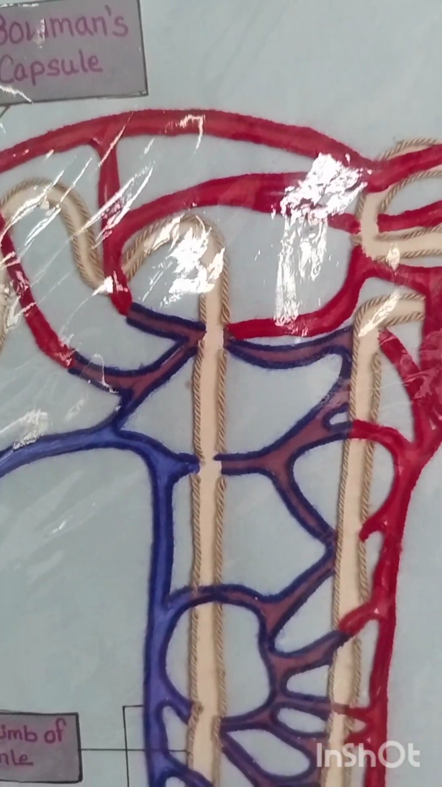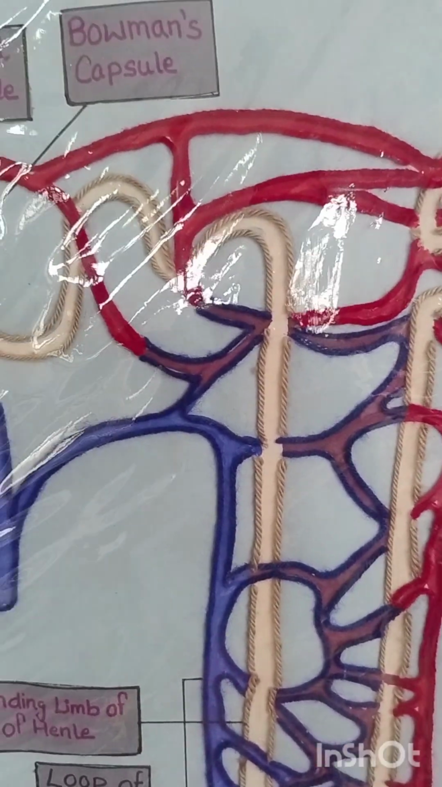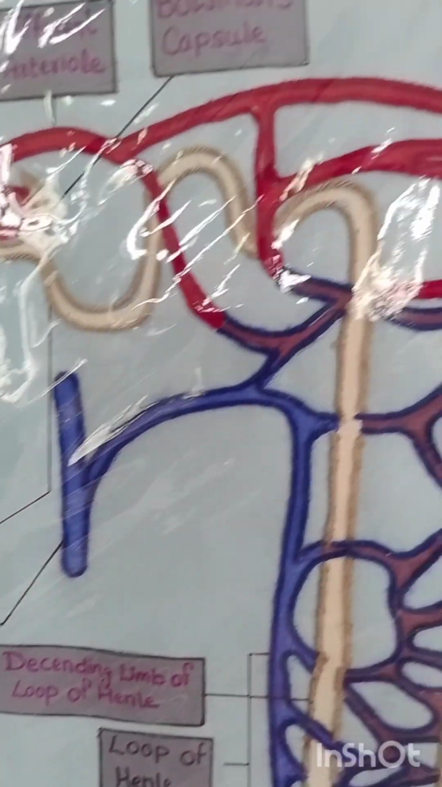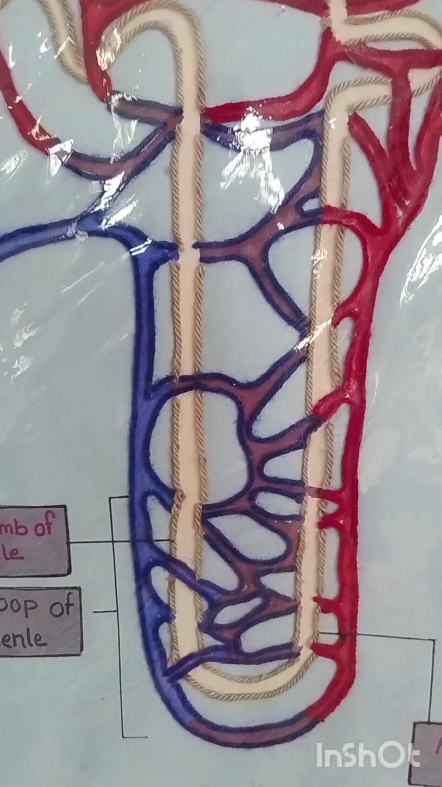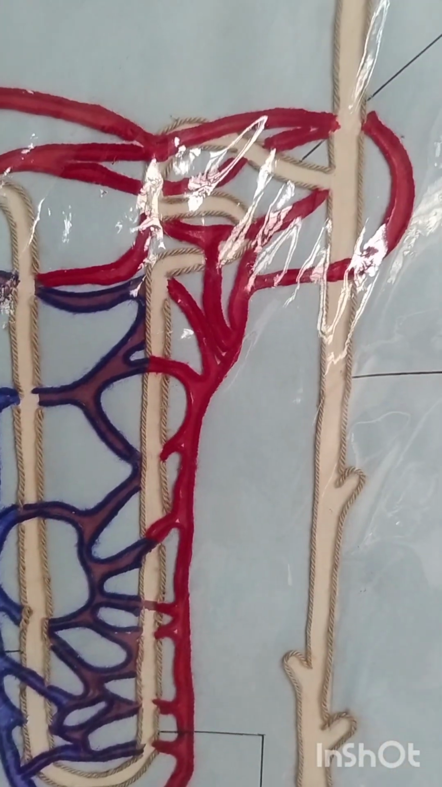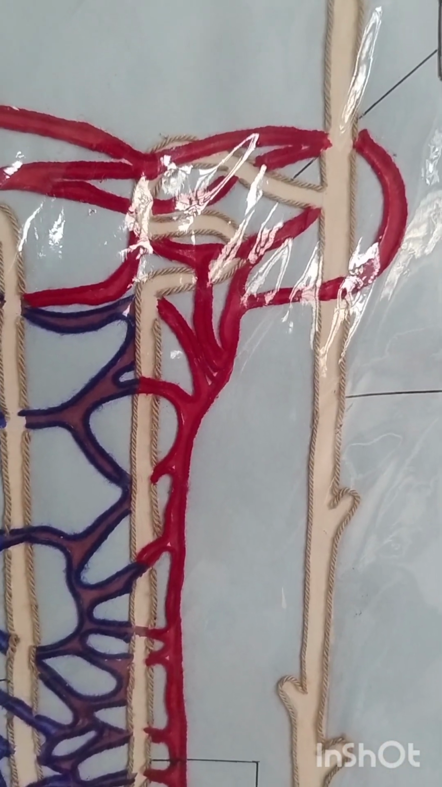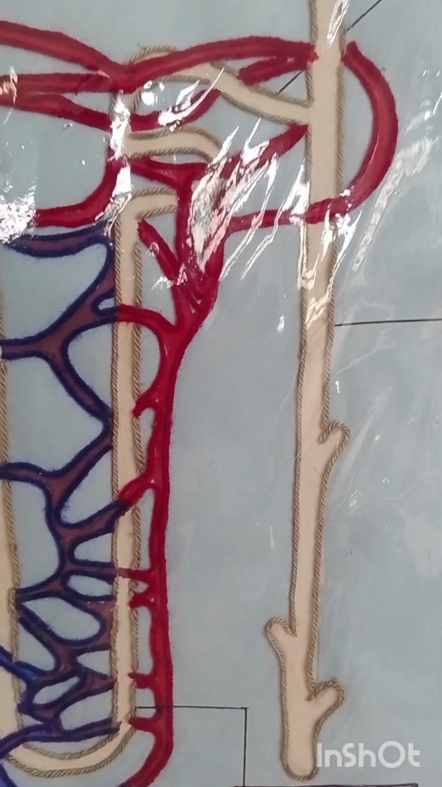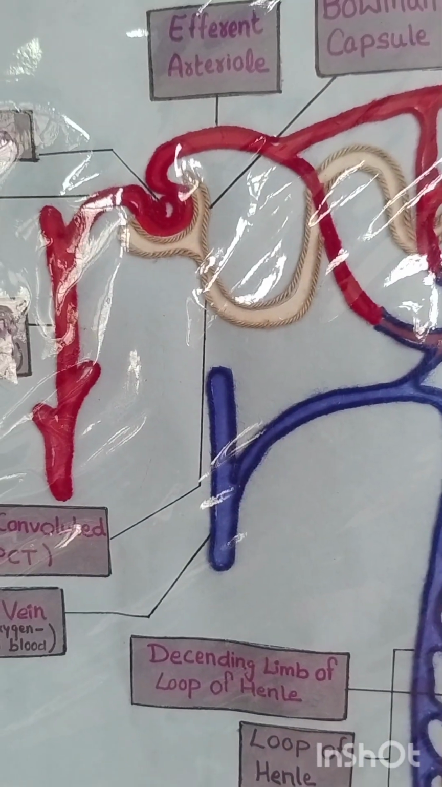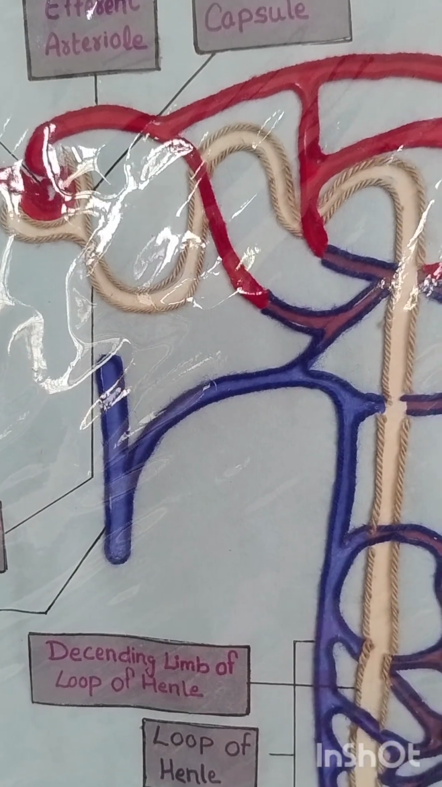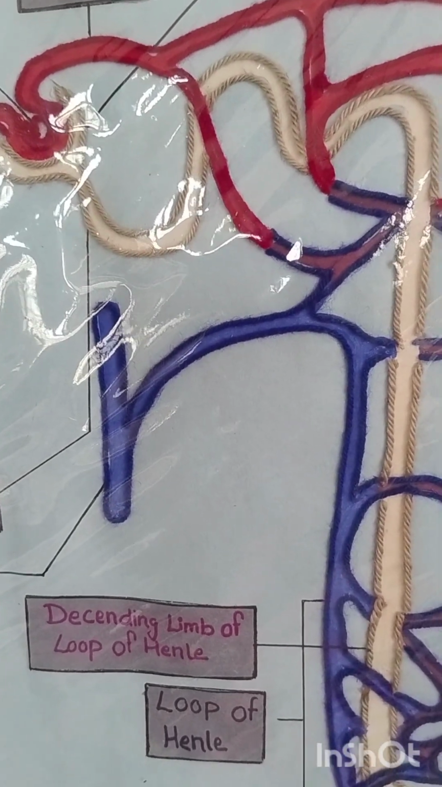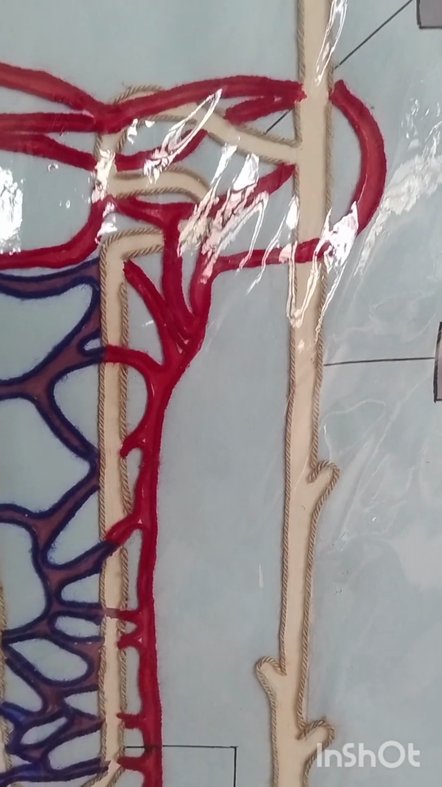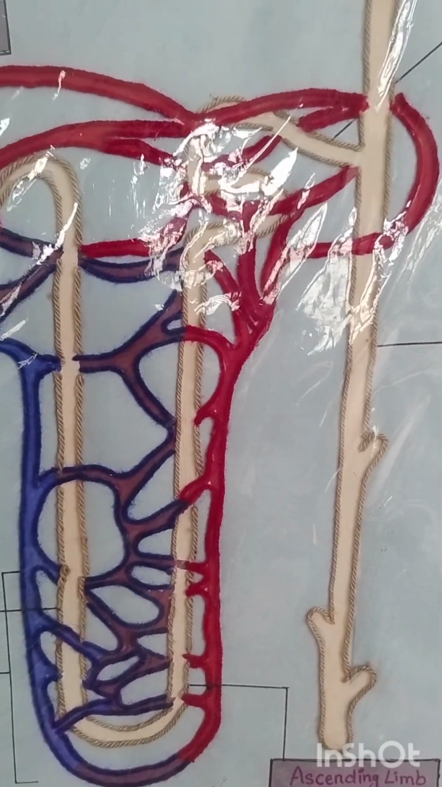Then this is the nephric tubule, which has three parts: proximal convoluted tubule, then loop of Henle, ascending and descending part, and then the distal convoluted tubule. And lastly, this white one is a collecting tubule. So first you can see proximal convoluted tubule or PCT, then loop of Henle, and DCT, distal convoluted tubule, and collecting duct.